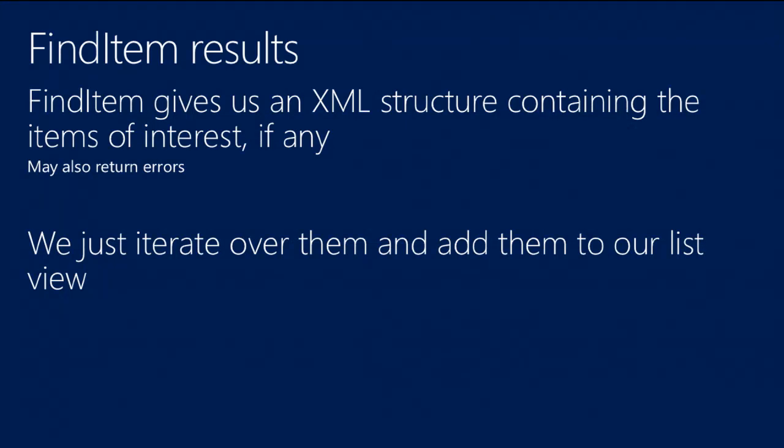So find item is going to return something to us, either an error or an XML structure that we then need to iterate over to find out how many items we've got. Because we don't have a precise count and we're not going to get one. We only know that we'll have between 0 and 500 items that we have to go over.